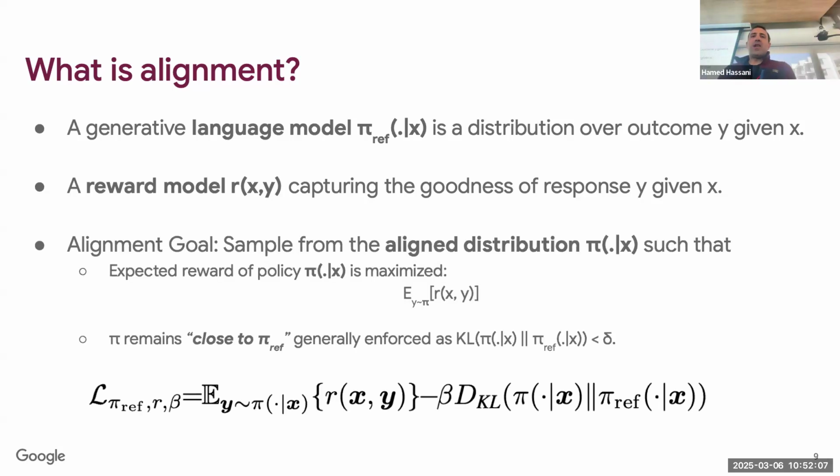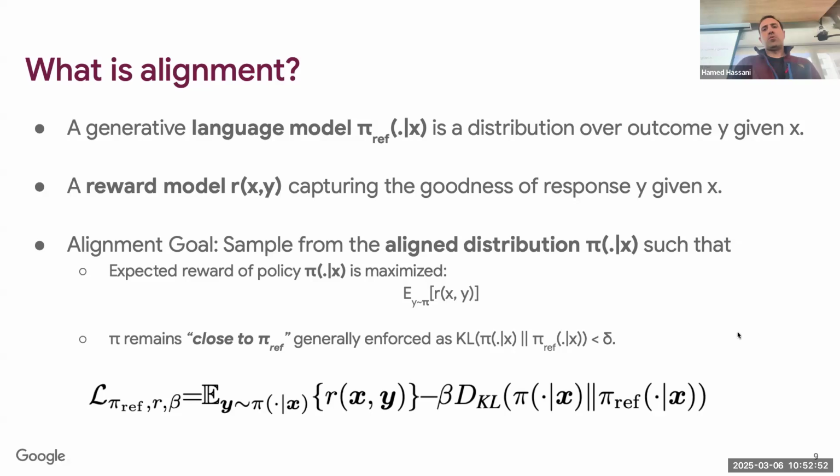The goal of alignment is generally to improve my expected reward, so maybe decrease the probability of a jailbreak happening. But I also want to remain close to the reference model, the model that I got from pre-training. I'm fine-tuning this model, and I do not want to drift too much from this reference model, while I want to improve my alignment. That's basically the goal of language model alignment. We generally pose it as an expectation of reward minus some KL constraint.